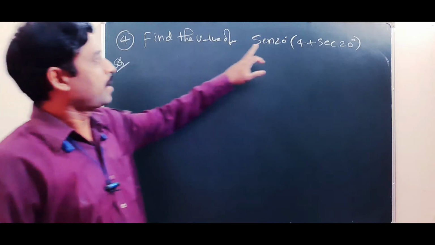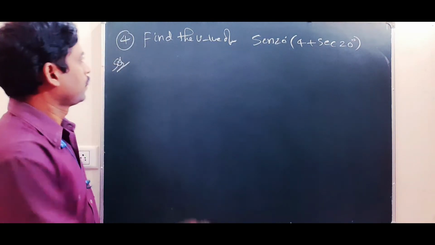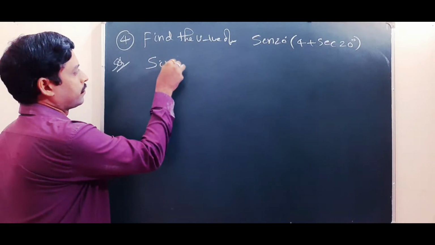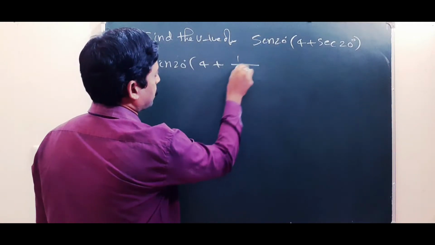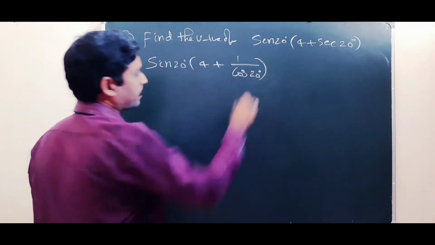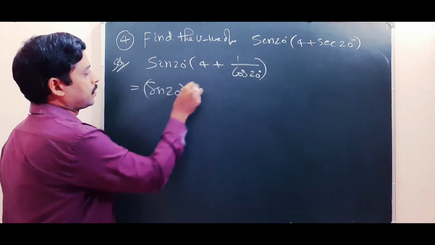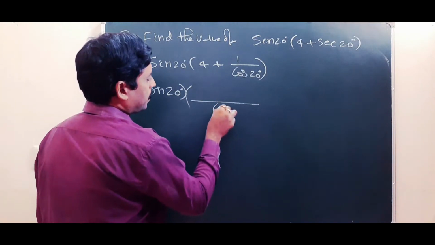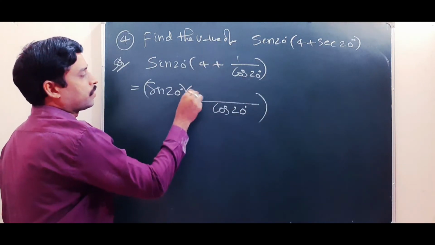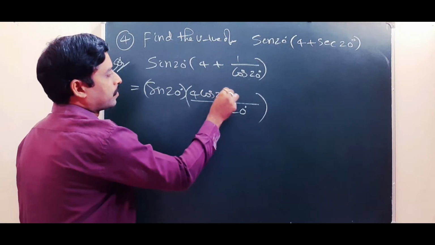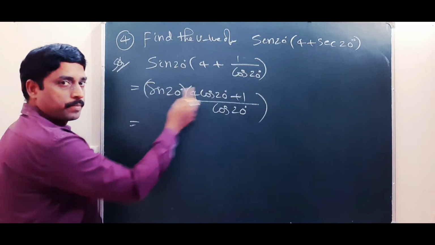Find the value of sine 20 degrees into 4 plus secant 20 degrees. Okay. So sine 20 degrees, 4 plus secant 20 degrees, right? Secant is 1 by cos 20. So sine 20 into, let us do LCM. What is the LCM? Cos 20 degrees. It is going to be 4 cos 20 degrees plus 1.